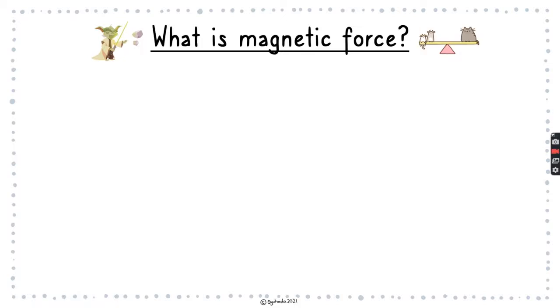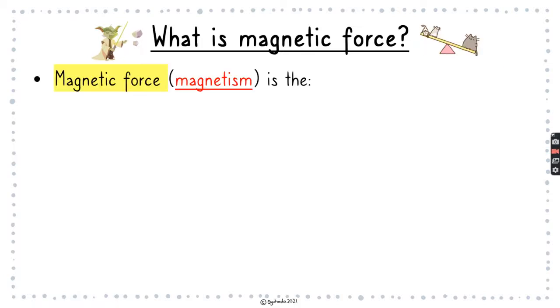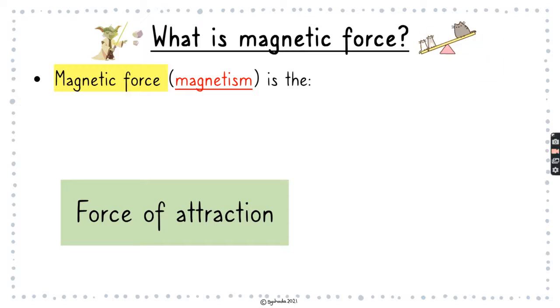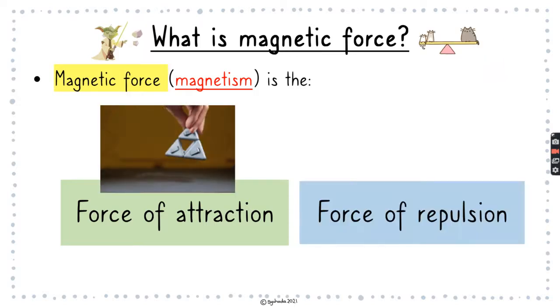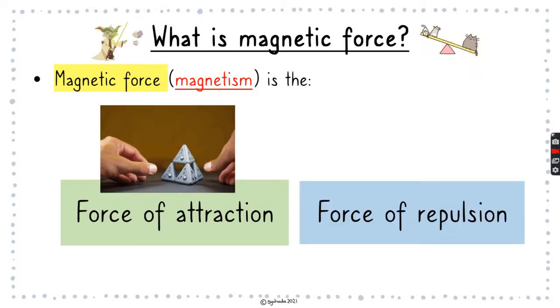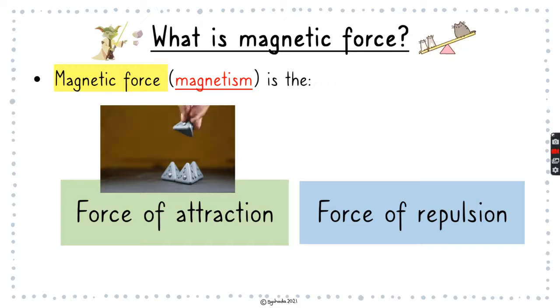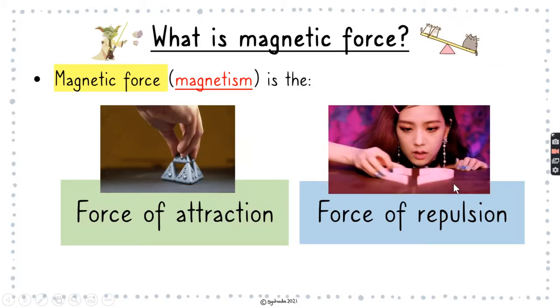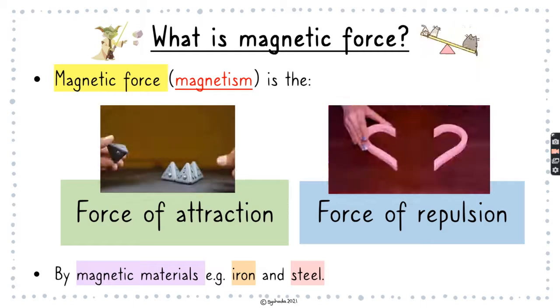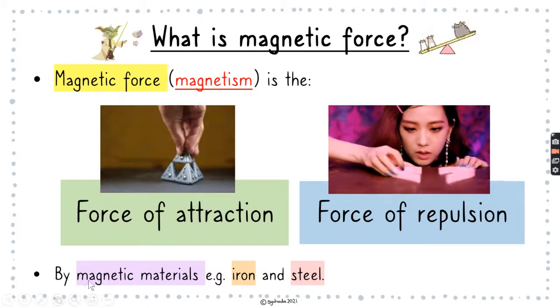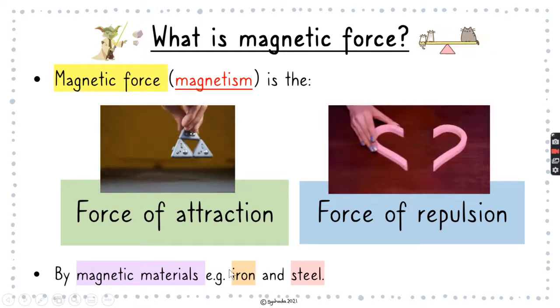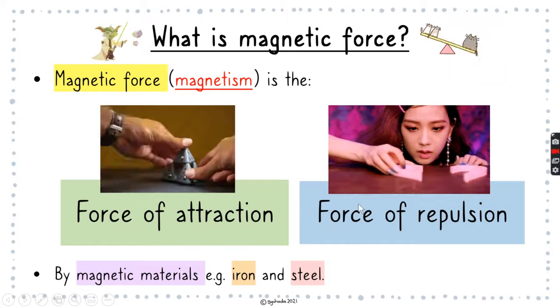Okay, thirdly and lastly is a magnetic force. Magnetic force, or magnetism, is actually the force of attraction and also the force of repulsion. So remember, push or a pull. Attraction here is the pull, repulsion here is the push. And this can happen with magnetic materials, for example, iron and steel.